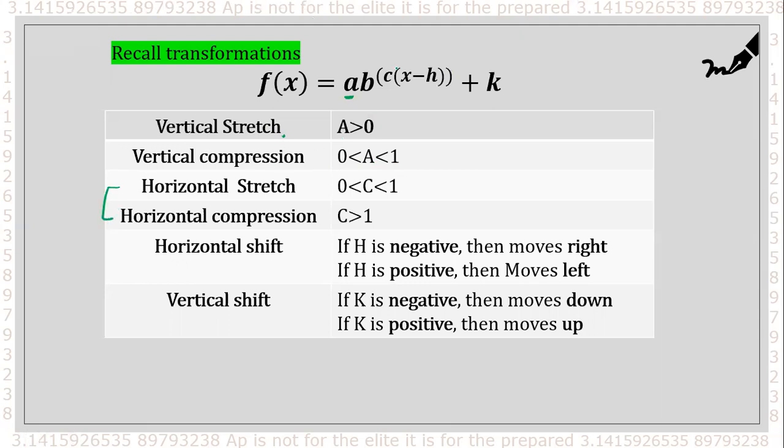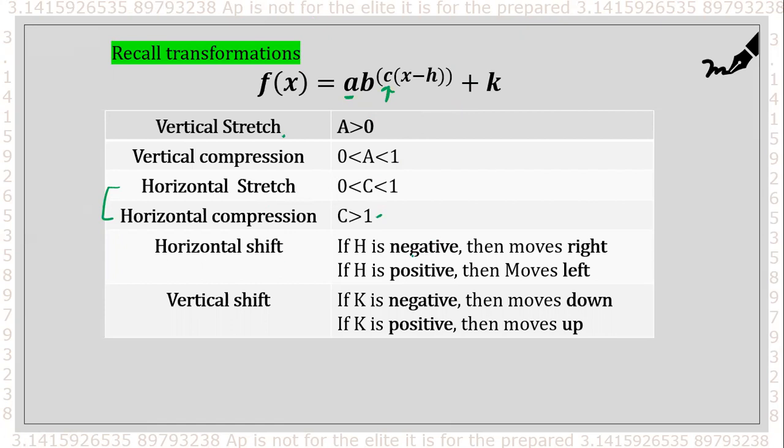Horizontals here are affected by my C. If they are bigger than 1, they compress, and if they are between 0 and 1, they stretch. So pretty much the opposite of what we're thinking, right? Counterintuitive. Usually we think, oh, a 2 will probably stretch it, but in this case, it will actually compress it. Normally, the horizontal shift and the vertical shift don't affect as much.